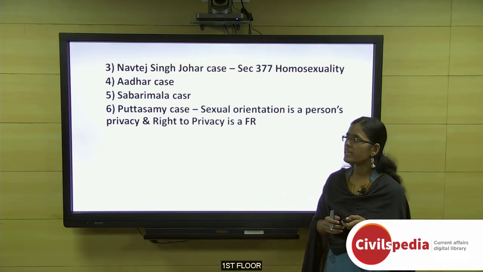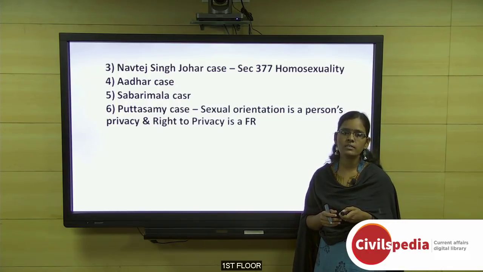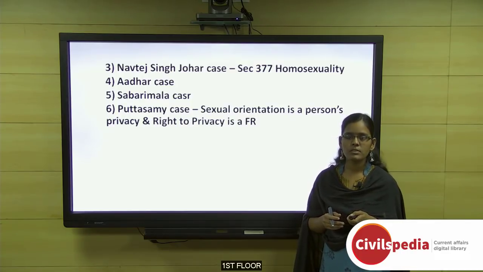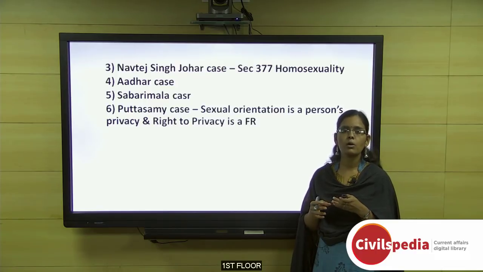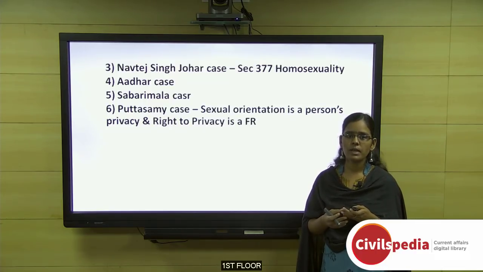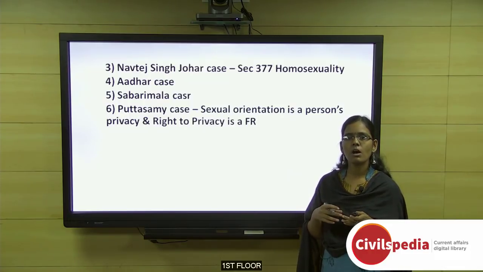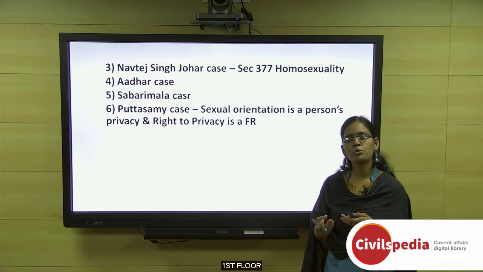And in the recent Navtej Singh Johar case, the Supreme Court decriminalized homosexuality, that is, it struck down Section 377, thereby giving rights to the LGBT group. This minority group has only now started to get rights under the decriminalization of Section 377. By this, we see how society and the constitution are transforming to meet the needs of even minority people.